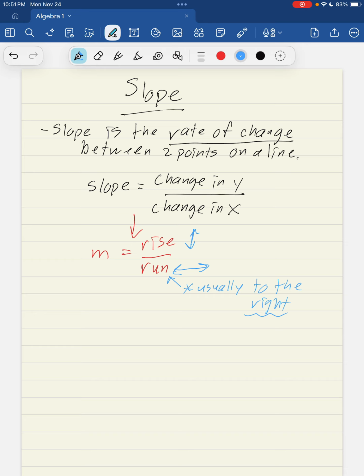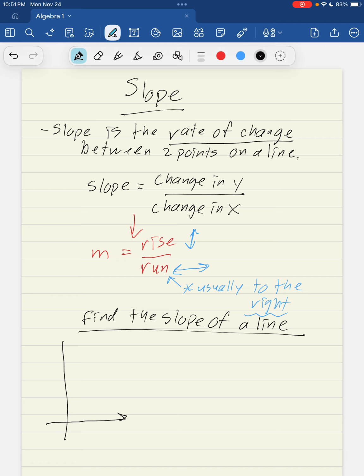So, how does this look? Let's find the slope of a line right here. Try to squeeze it all in. We're going to do a little graph like this, and we'll just label this. Probably do the best we can.